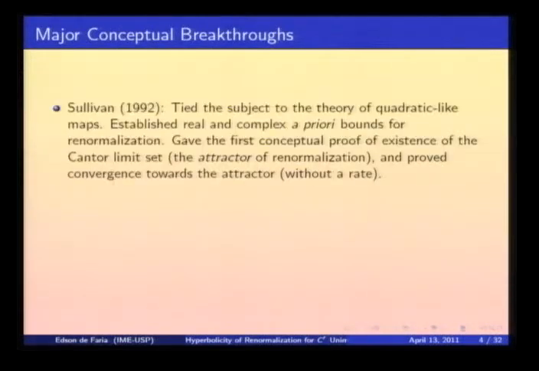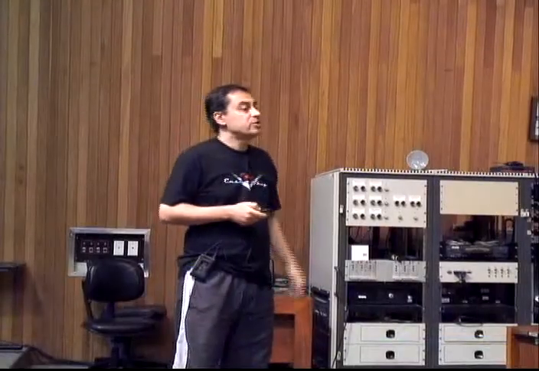So the first breakthrough was achieved by Sullivan. He tied this theory of renormalization of unimodal maps to the theory of quadratic-like maps developed by Douady and Hubbard. And he used this theory to prove that at least you had convergence towards this attractor. So he established real and complex a priori bounds, which are actually fundamental in everything we do in this theory. And he gave the first conceptual proof of existence of this attractor. But he was not able to show that there was exponential convergence.